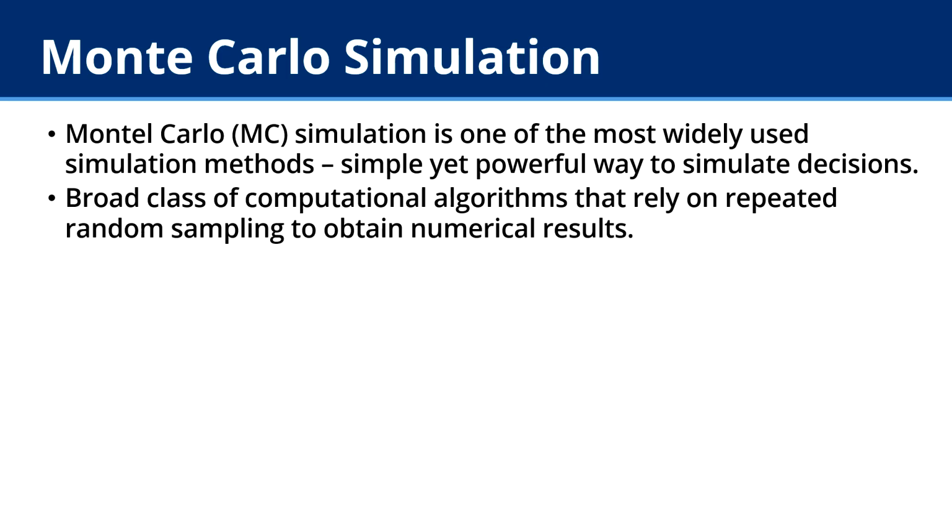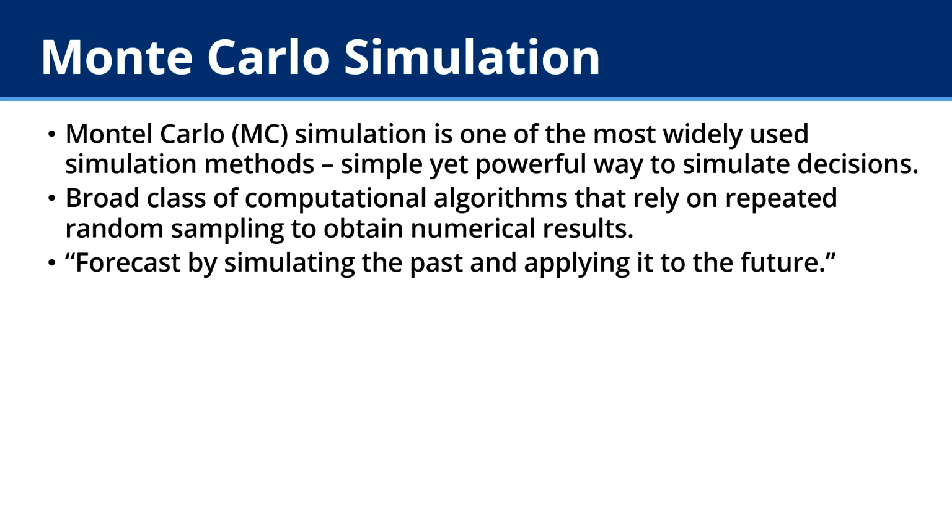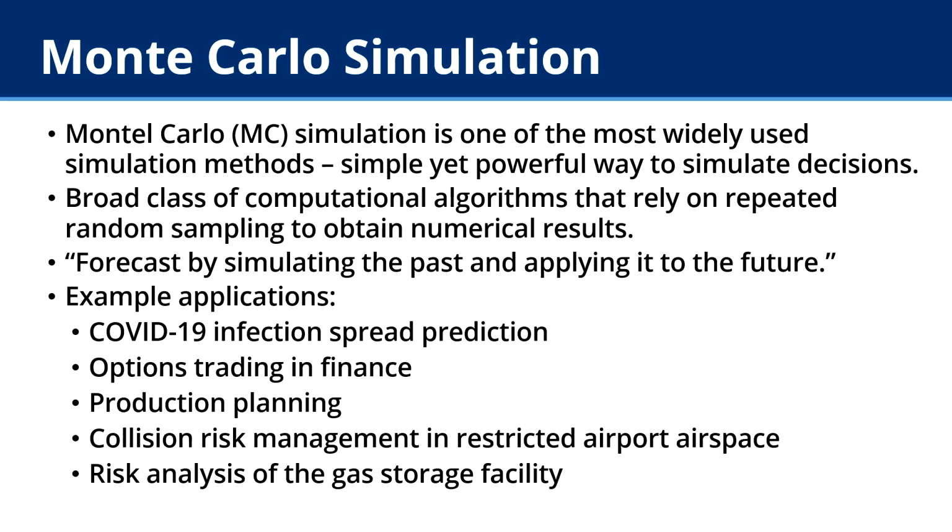It's kind of broadly defined, but there's a lot of different types of Monte Carlo simulations out there that try to address a certain type of problem or a certain class of problems. So I'll give you a few examples, very brief ones. In a nutshell, Monte Carlo simulation is forecasting by simulating the past and applying it to the future. So that's kind of the main objective. These are very simple examples, while the simulations themselves are probably much more complicated and more involved.